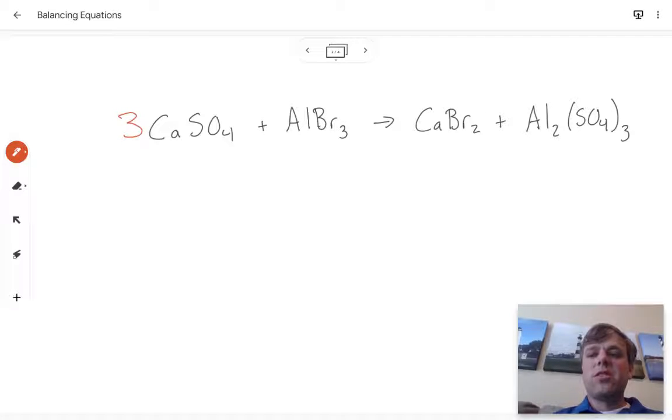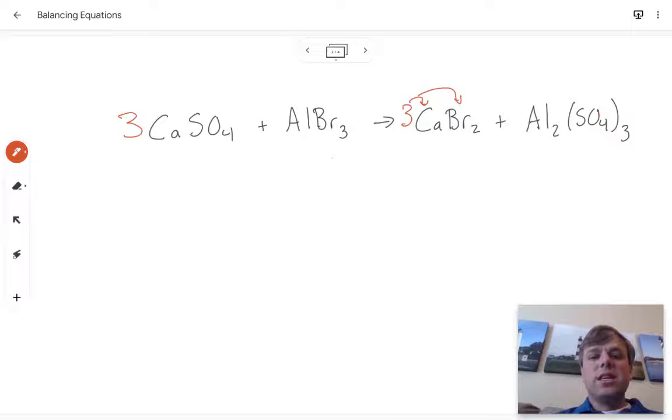You can just consider this polyatomic ion to be one whole thing. That also gives us 3 calciums. So on this other side, we need to put a 3 in front of the calcium. Now, that gives us 3 calciums, but it also gives us 3 Br2s, or 6 bromines. So over here, where we have the bromine on the reactant side, we now need to put a 2 in front of that, which gives us 2 times 3 is 6 bromines.